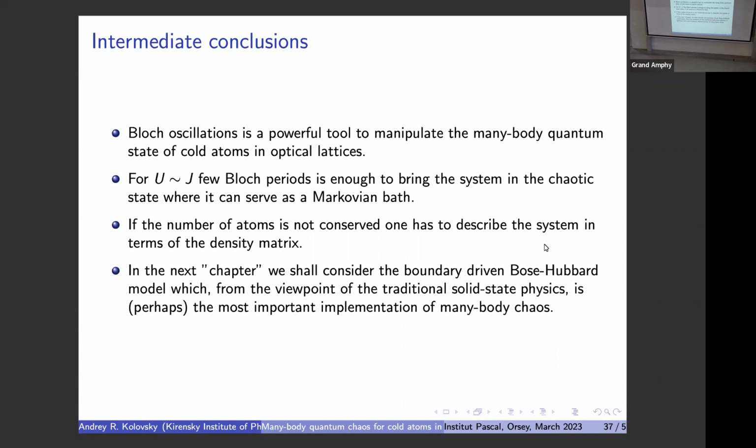And in the next chapter, I am going to consider the so-called boundary-driven open Bose-Hubbard model, which, from the viewpoint of traditional solid-state systems, is perhaps the most important implementation of many particles. All right, now I come to the boundary-driven open Bose-Hubbard model.